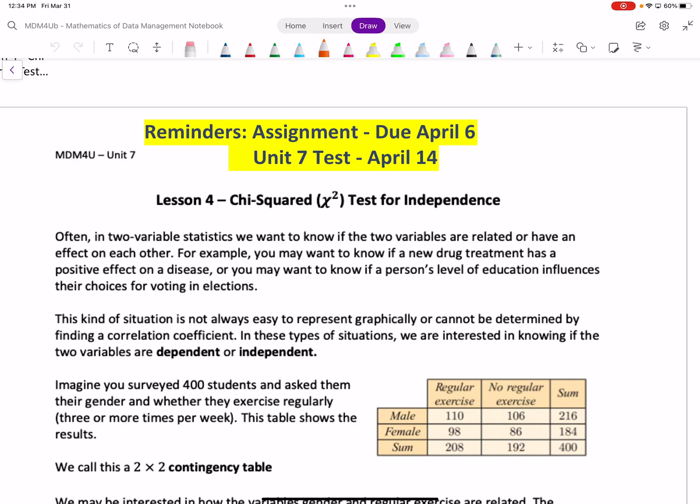So we skipped over lesson 4 in part because I forget, but it is a bit of a challenging lesson, and ideally everyone would be here, but I'm just going to record this and they can watch the video. So you guys at home can watch the video.